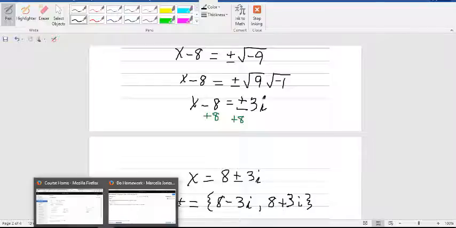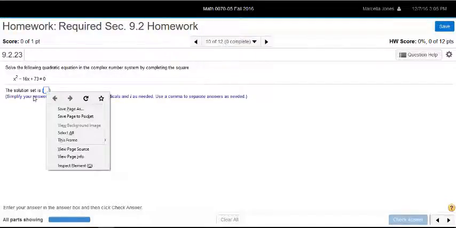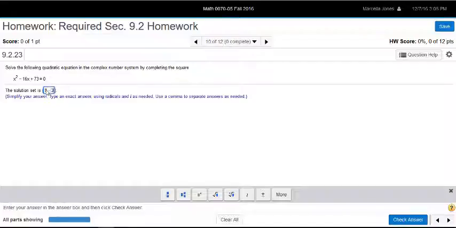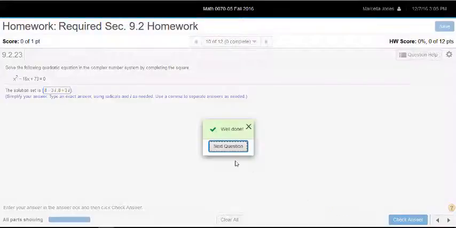So these are the solutions I'm going to be entering into my MyMathLab. MyMathLab already has the braces for me. So I type in 8 minus 3i, comma, 8 plus 3i, and check, and that is the correct answer.